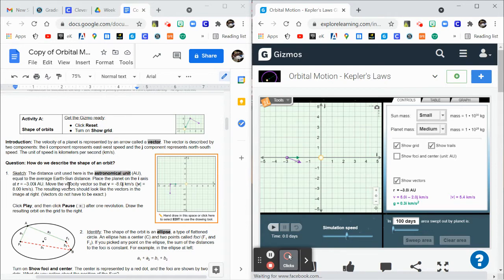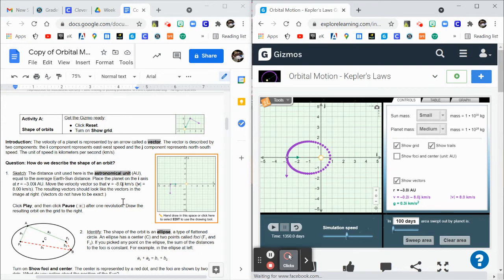Now it says to move the velocity vector so that v is equal to 8. We can move it down or up, but we want it to be at 8, and there it is. The resulting vector should look like the vectors in the image. Then we click on play, and after one revolution we pause it. There you go, that's one revolution.